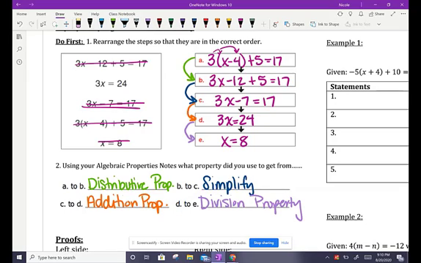So we basically just did what we call an informal proof. We went through the steps of solving for x, and then we justified each step with one of our properties. That's what a proof does. You go through the process of solving a problem, and then you justify each movement or each action within the solving of that problem.